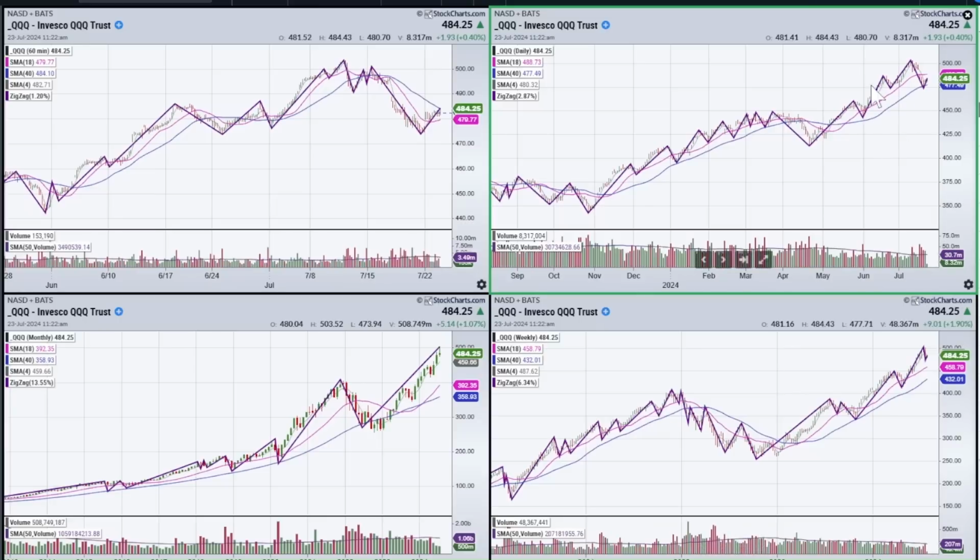So I wouldn't be surprised to see a reversal take place on the QQQ, but I would be surprised if we got one to take place on the weekly. All right, so we can look for it on the daily, but I don't know that I'd be on the lookout for some kind of a monster move to the downside.